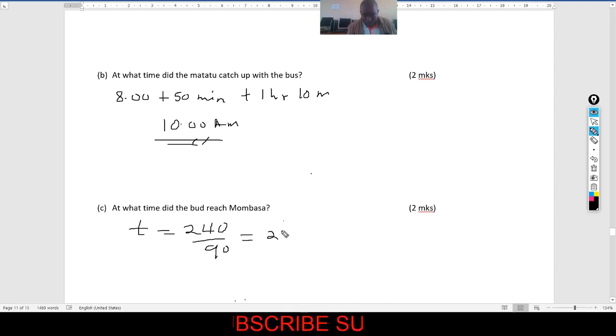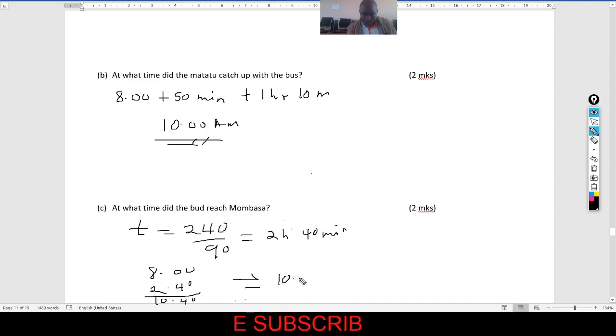It took 2 hours and 40 minutes. If you divide, that is 40 minutes. So it took 2 hours and 40 minutes and it started at 8:00. So if you add 2 hours and 40 minutes, you will find it is 10:40. So it reached Mombasa at 10:40 a.m.